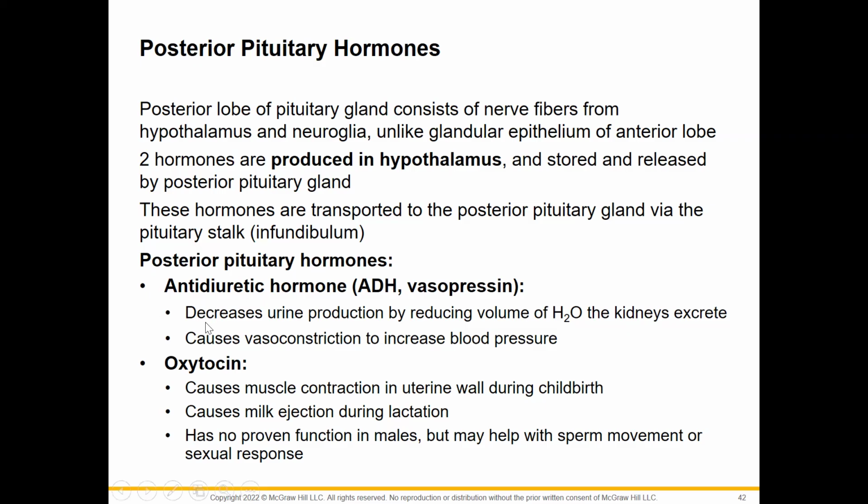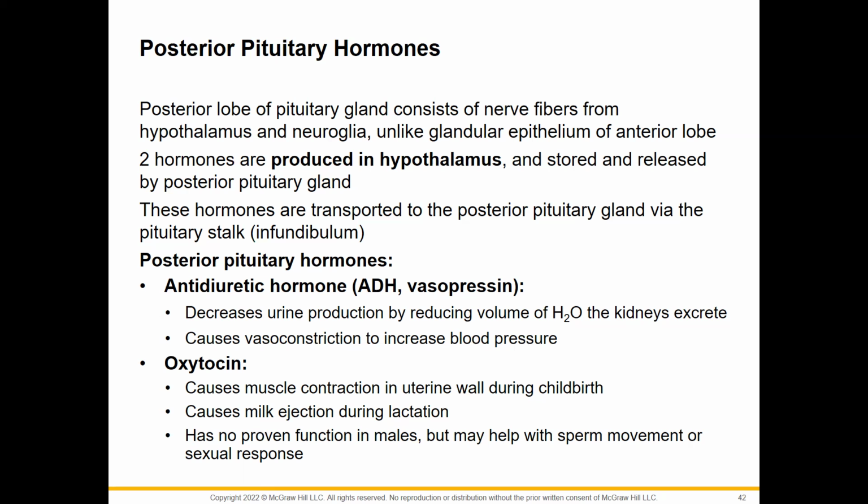Vasopressin. So antidiuretic hormone causes the vasoconstriction of the blood vessels in the kidneys so that you have less blood flowing through those blood vessels through the kidneys, meaning you are going to have less water or fluid being excreted from the body through the kidneys.